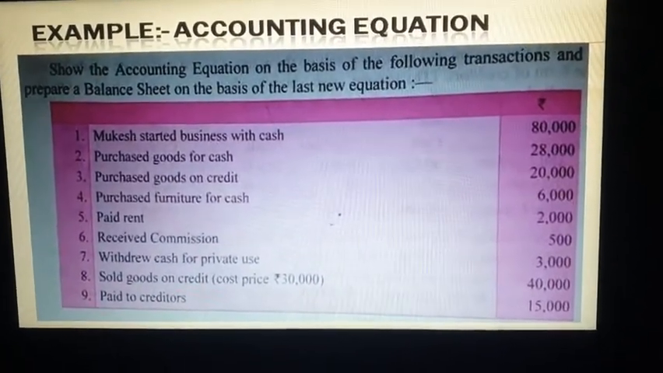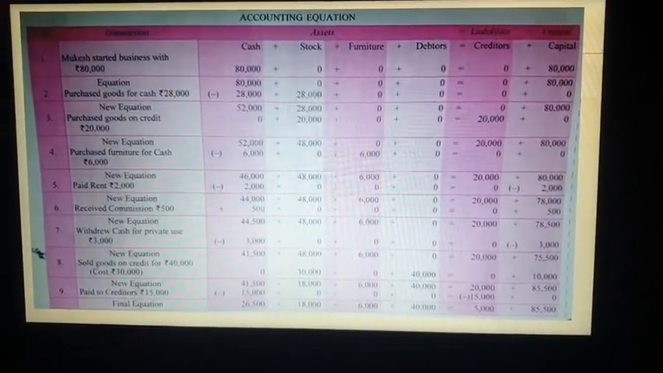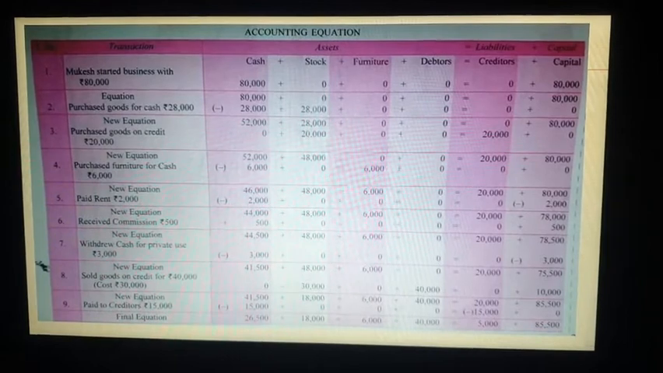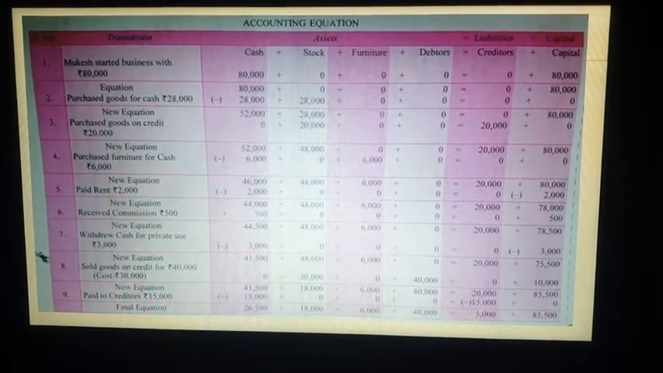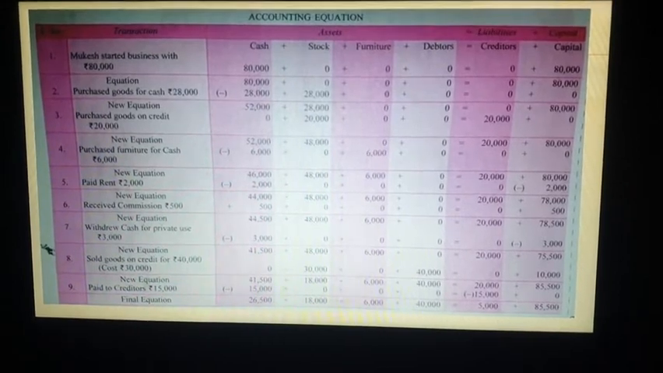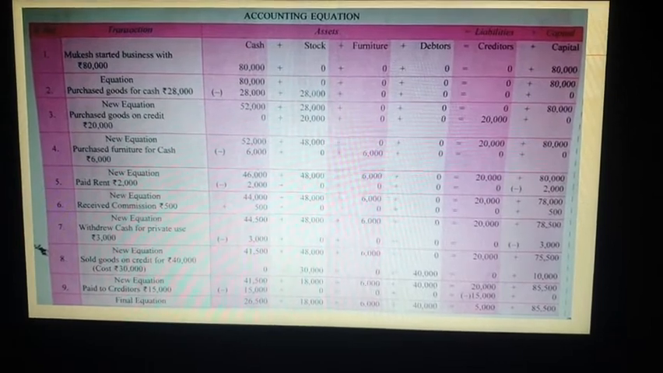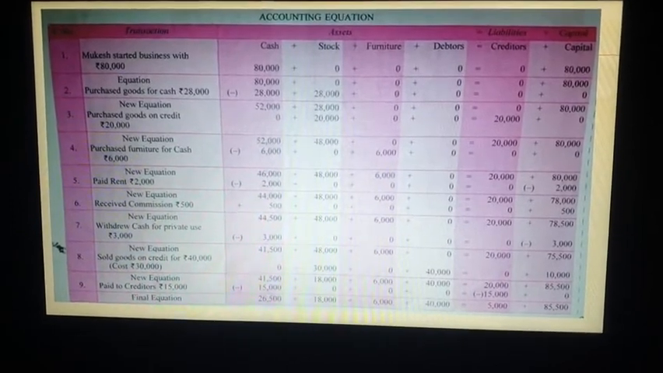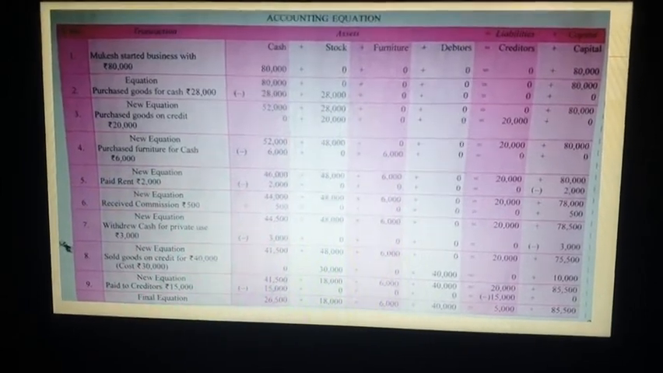So let me start first with the format. Here is the format of the accounting equation. First is serial number, then transaction, then asset equals liability plus capital. Now the most important thing here, you must know that assets include various things: cash, stock, furniture, building, machinery, bills receivable, debtors, as I already told you in the first lecture of this chapter. And capital includes only capital, and liability includes external liabilities like bills payable, creditors, outstanding expenses.